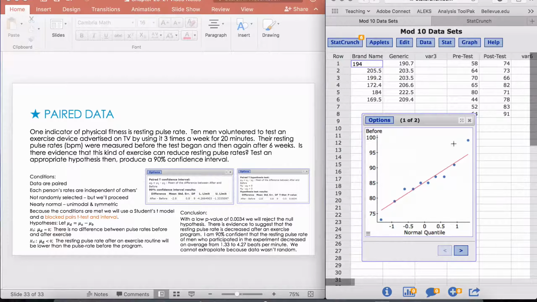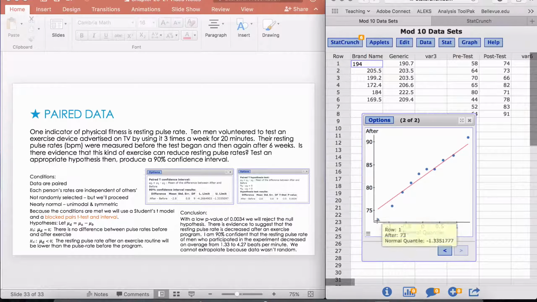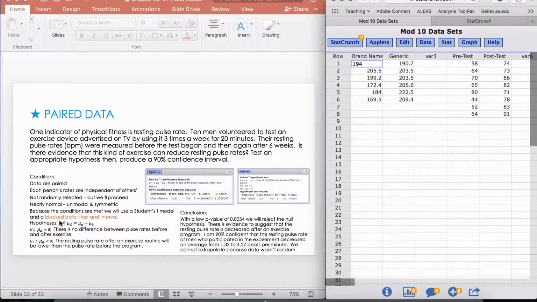And notice this looks pretty good. It's all fairly close to that line. Again, this one, not too shabby. I would be a little bit concerned about this one, but again, we'll go with it anyway. Again, I'm doing a blocked pairs test because in this question, they're actually doing an exercise program and then being tested, so that is a treatment. So that is why it is blocked.